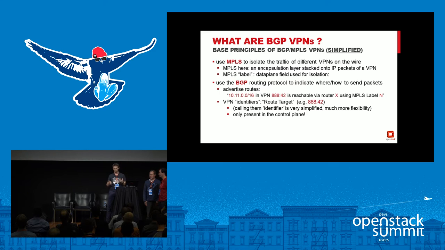Again, this is simplified. What we call a route target is not, strictly speaking, a VPN identifier. It's much more flexible, and you can do many different things with this. But this is the short summary.